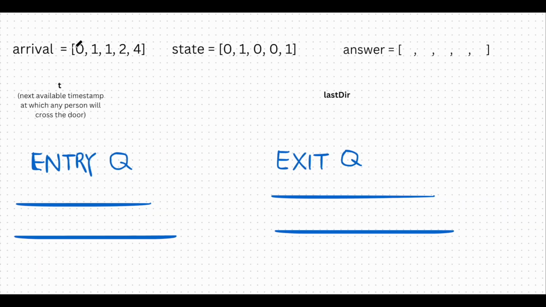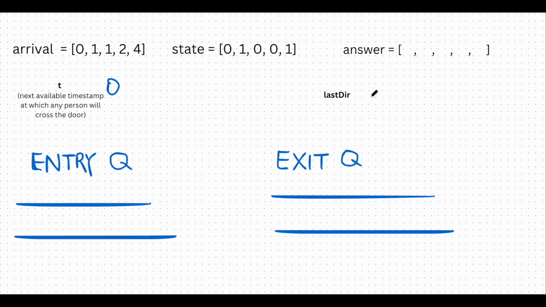So let's look at this example. We have the arrival and state arrays and the answer array that we need to fill. Here we are maintaining a few variables. The variable t denotes the next available timestamp at which any person will cross the door next, and the initial value for this variable t will be the arrival time of the first person, which is 0 in this case.